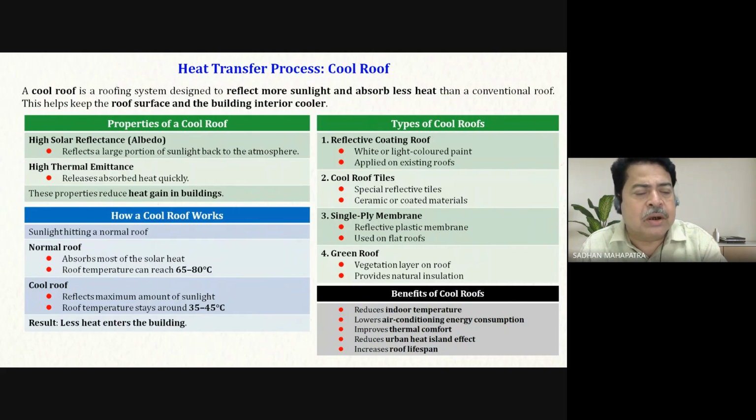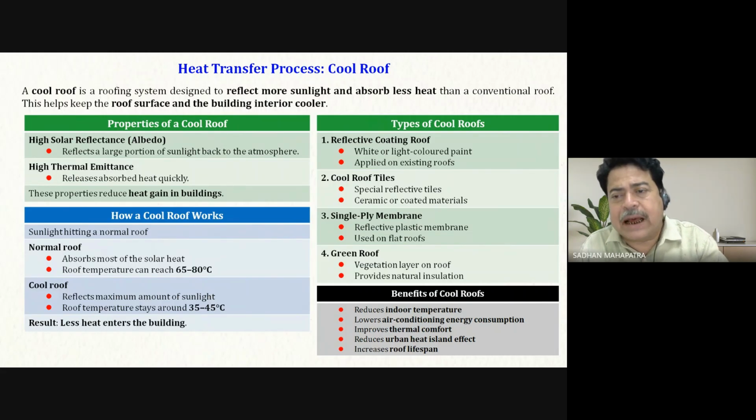How does it work? Sunlight hits a normal roof. The normal roof absorbs most of the solar heat. Roof temperature can reach 65 to 80 degrees centigrade. In case of the cool roof, it reflects the maximum amount of the sunlight. Roof temperature stays around 35 to 45 degrees centigrade. So if we look at this delta T, again, in this case, what is the roof temperature and what is the indoor temperature? Delta T in case of the normal roof is very high, whereas in the cool roof it is much lower. So less heat enters the building.